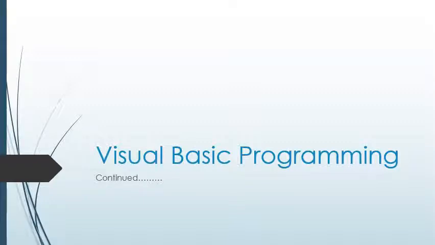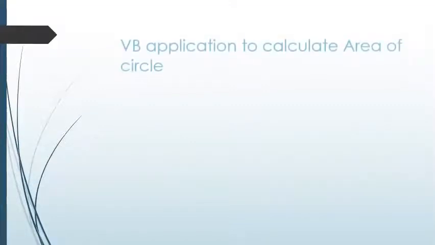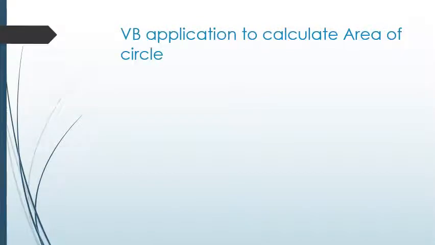We have already studied a few programs, so we are going to continue with that only, and I'm going to explain a new program. This program is about creating a VB application to calculate the area of a circle. As you know, every VB application we create in 3 steps. The first step is designing the form, the second step is setting the properties, and the third step is coding.